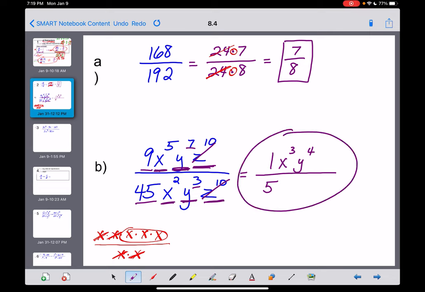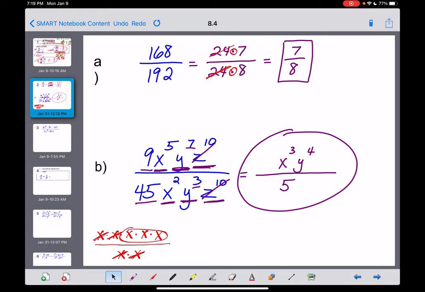This is your final answer here, guys. And the one thing I'll tell you, you do not need to have the 1 in front of that x cubed y to the fourth. And oh, that's not what I wanted right there. Sorry. So that 5 would look a little better if it was centered, but there you go. x cubed y to the fourth all over 5.